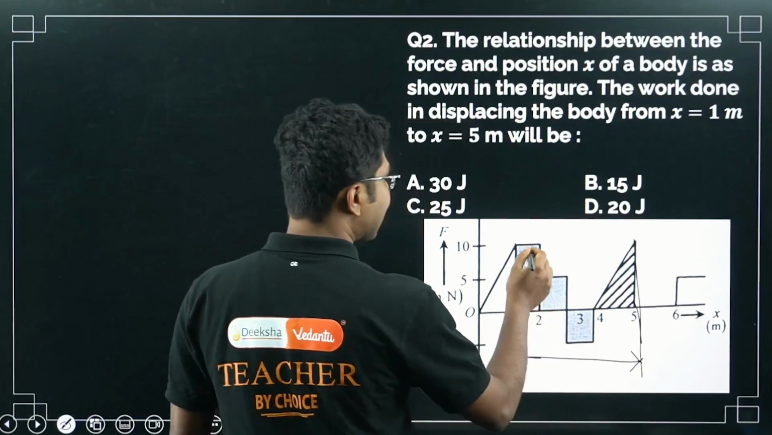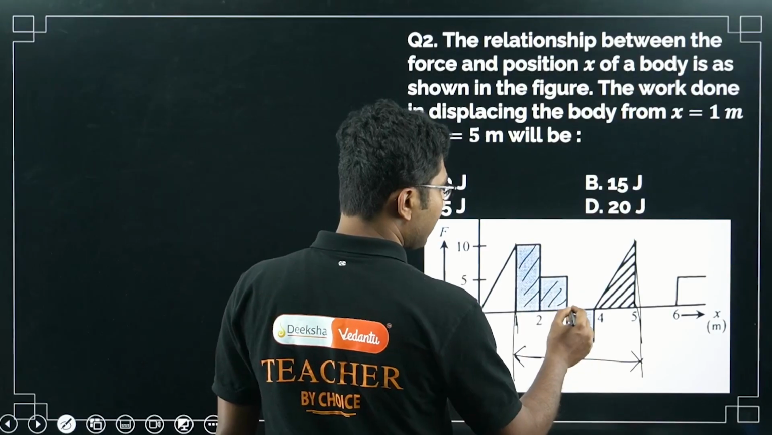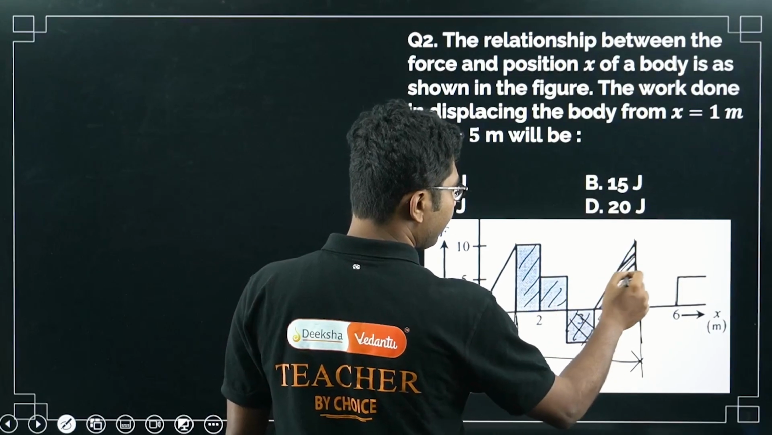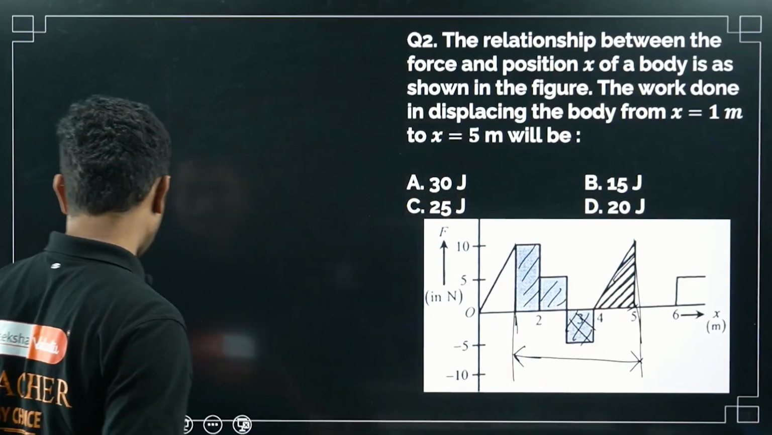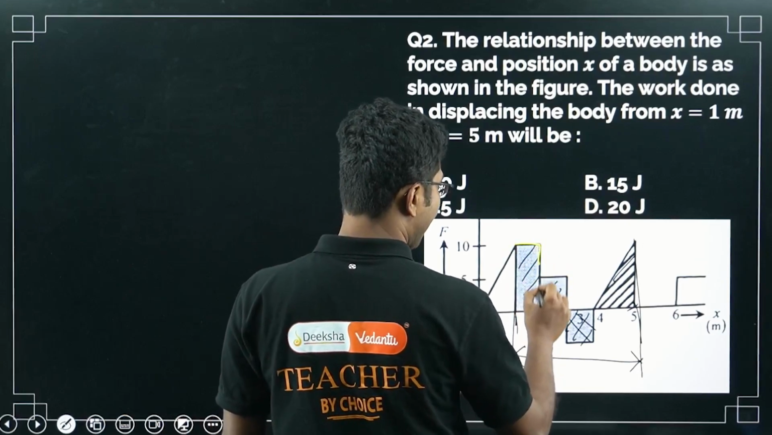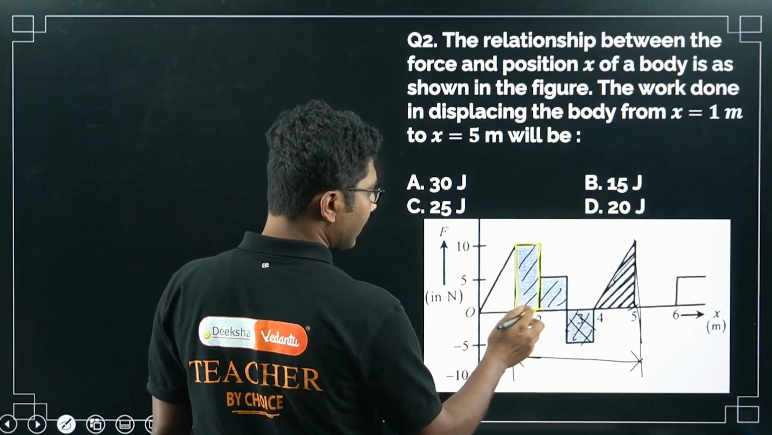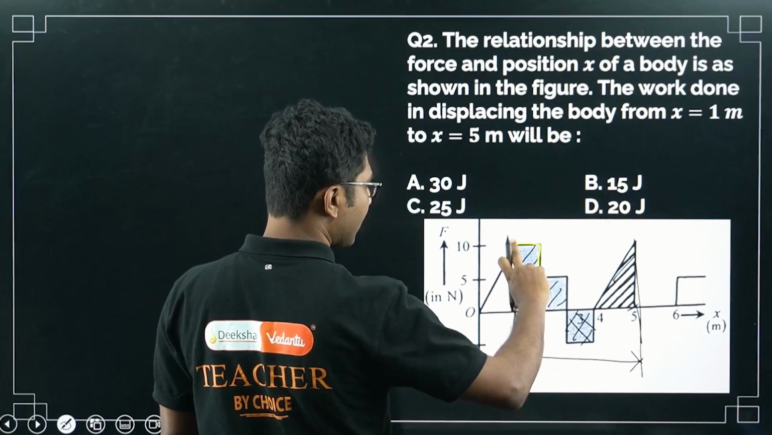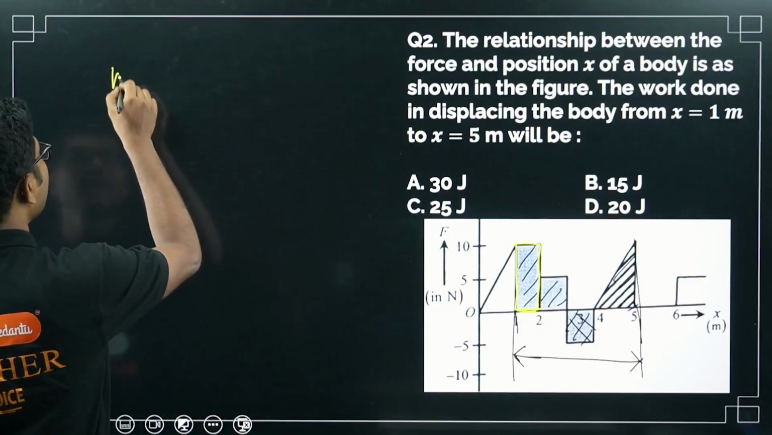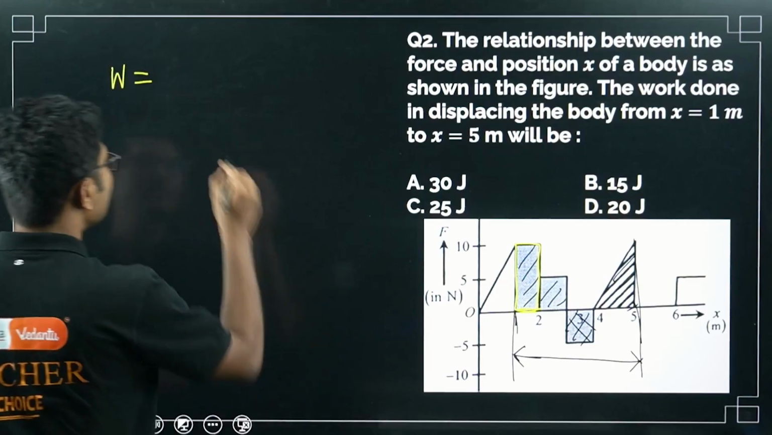So work done is basically area under the curve. If it is above x-axis, it will be positive. If it is below x-axis, it will be negative. So this is negative, right? And this is again positive. So we just need to calculate the total area and then add them. So what is the total area? This is a square of sides 1 unit, 1 to 2 is 1 unit, and from here to here it is 10 unit, right? So the work done is given by first area is 1 times 10.